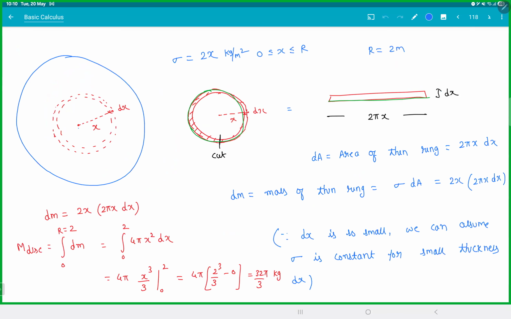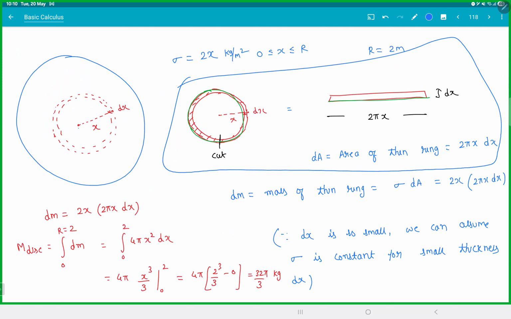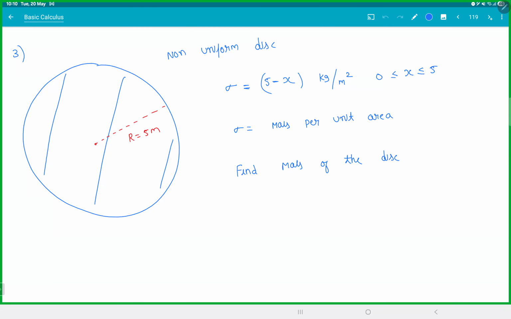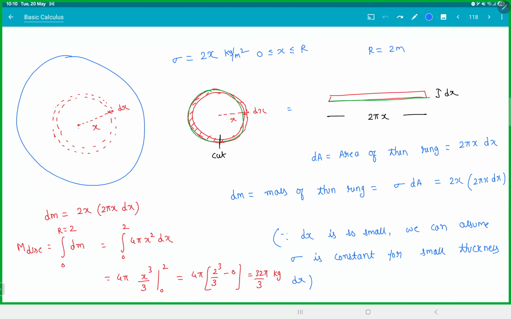How did I start the whole thing? Take a thin ring area. Till here, the story is always the same. Area into sigma will give you a mass, and then integrate the mass, you'll get the total disk. You can just copy down that sigma, 5 minus x, and then use this and solve. Try. Use this page as a reference and solve. Exact same thing. You just have to substitute the formula.